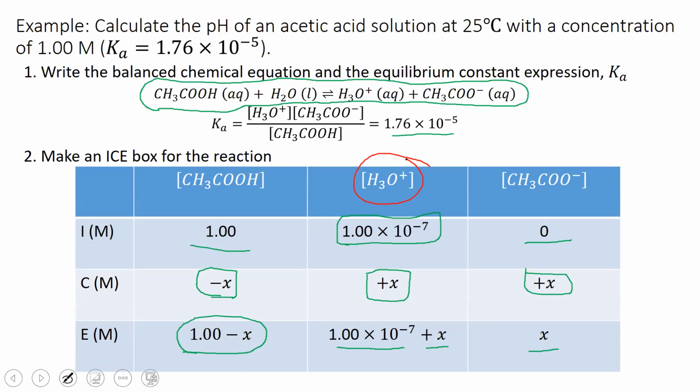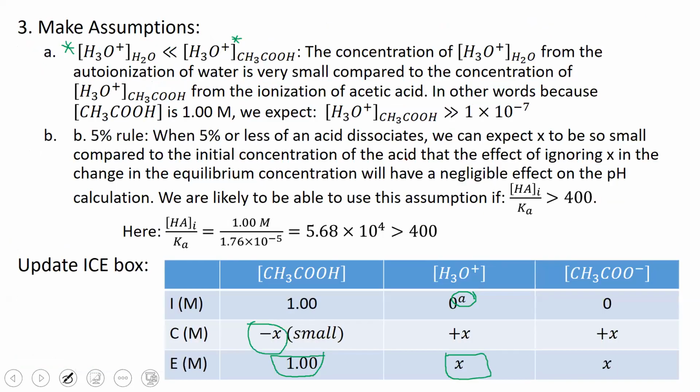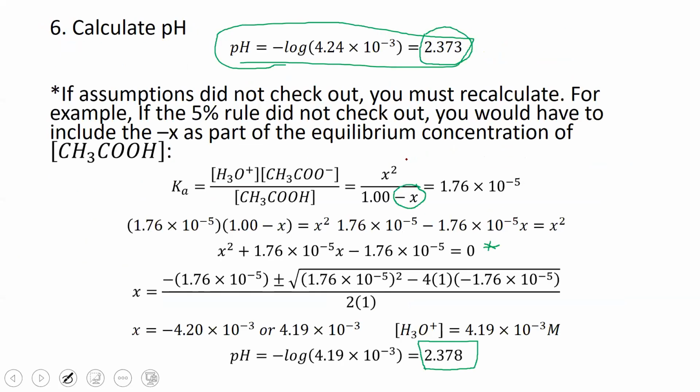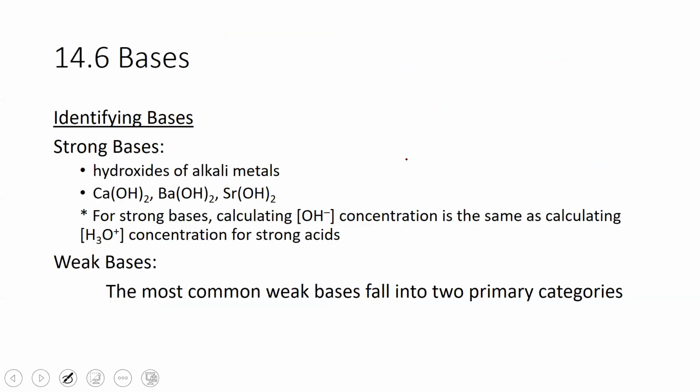But we're going to go through the same processes: writing the balanced chemical equation, making the icebox, making our assumptions, updating that icebox so that when we go to do the calculation, we can plug things in to make it easier, checking our assumptions, and eventually calculating the hydroxide ion concentration, the pOH, and the pH at the very end. Okay. Again, if the assumptions don't check out, you're still going to have to do the longer calculations as well. Okay. So let's start out with bases.